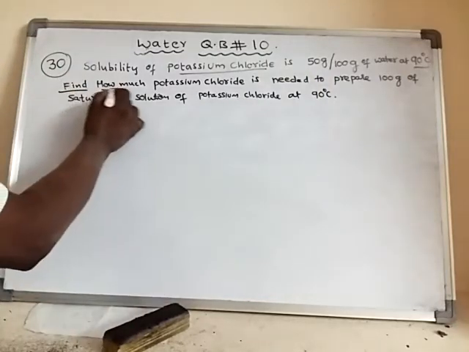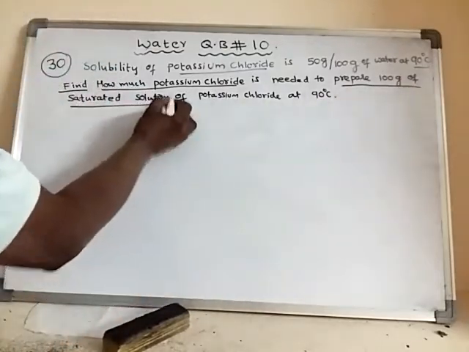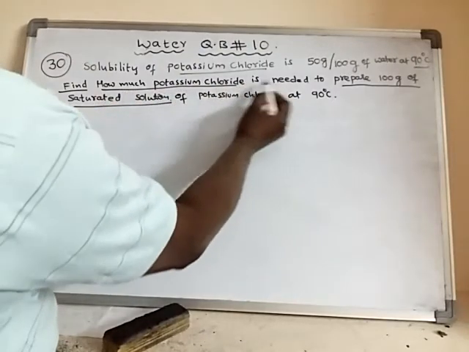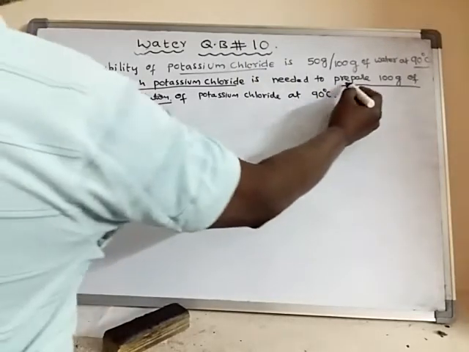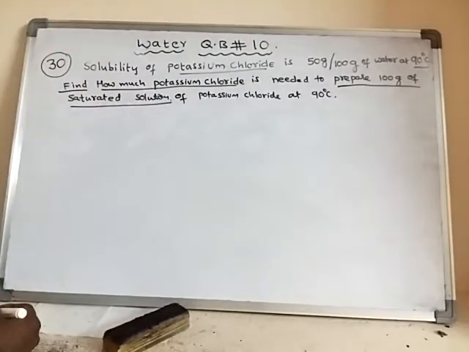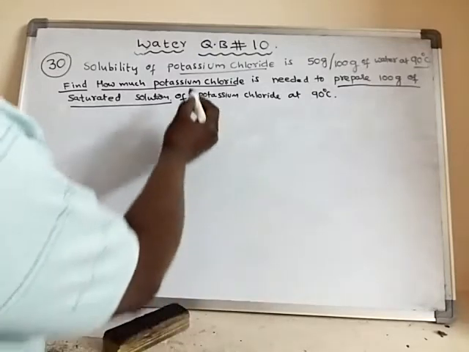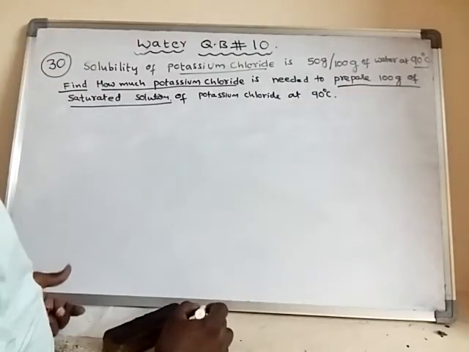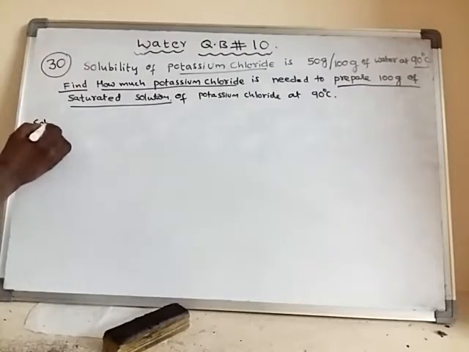So find how much amount of potassium chloride is needed to prepare 100 grams of saturated solution. What we are going to prepare is 100 grams of saturated solution. For the preparation of it, we have to add water and potassium chloride also. That means this 100 grams of saturated solution contains water as well as potassium chloride. Now we will learn how to solve this one. So solution, that means answer.